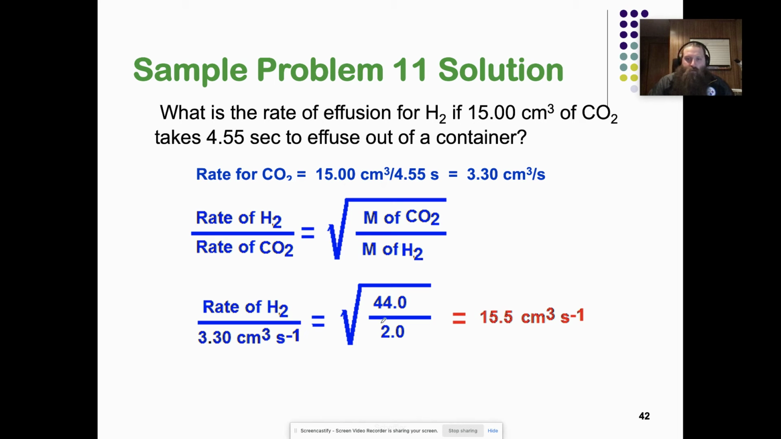and I have the two masses. How do I have the two masses? Think about it for a minute. If I have a formula, I just go to the periodic table, and that gives me the mass, right? 2.016 grams per mole for H2. And this would be 12.011 plus 31.998, so that's going to be like 44.001 or something like that. 44, yeah, there we go. We can round it. So this tells me that the rate of H2 compared to the rate of CO2 is 15.5 centimeters cubed per second. So that's it. That's what we're doing there.